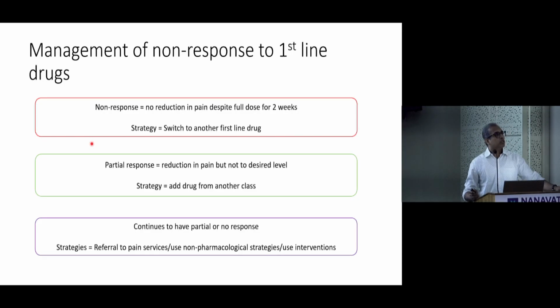Okay. The next group is a partial response. The patient gets, say, a 20% pain reduction instead of a 50% pain reduction. You can add another group of drugs. So now what can you add? I'll show in the next slide.